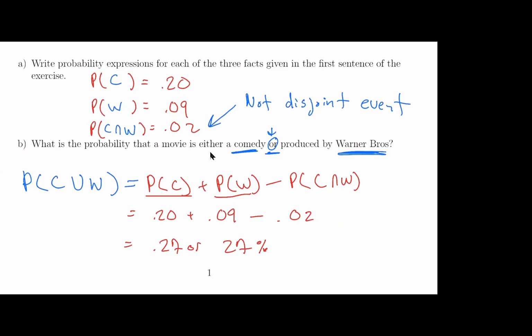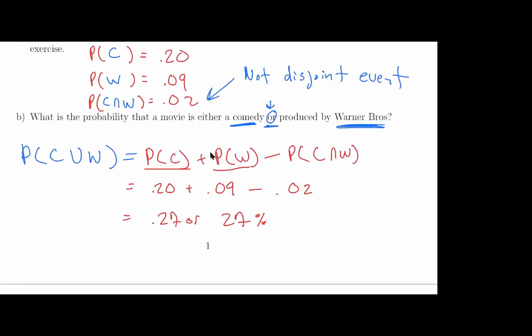And that's your final answer. Any question for B? Yeah. So if it was not or, and if it would say like a movie is either a comedy... Never mind. Just ignore this. All right, I'll ignore that.